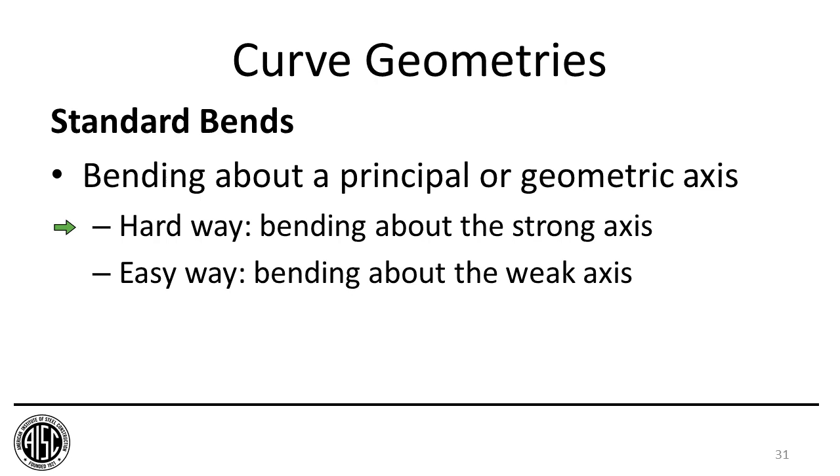Hard-way bending is what the bender rollers call bending about the strong axis. If I'm a structural engineer, I generally think of bending about the strong axis rather than hard-way bending. But the bender rollers typically call that the hard-way bending. And easy-way bending, of course, is going to be a member bent the easy way, which is bending about the weak axis.